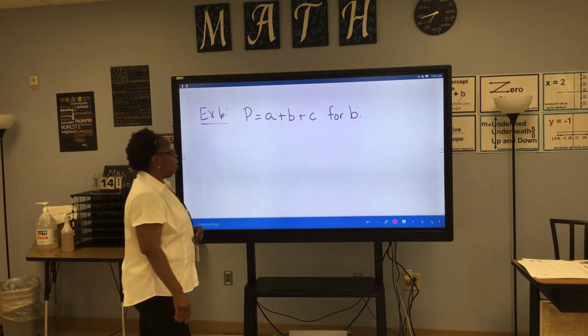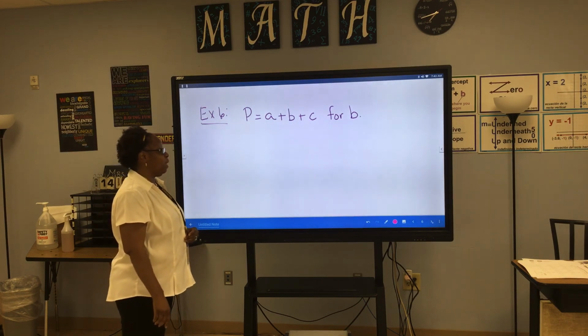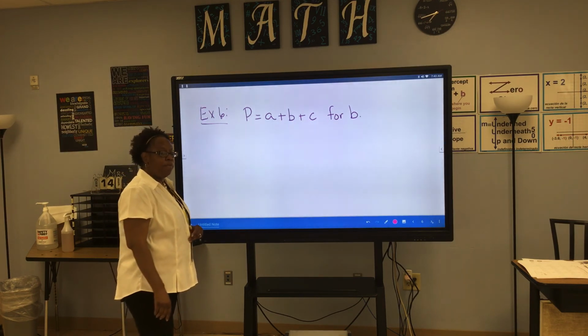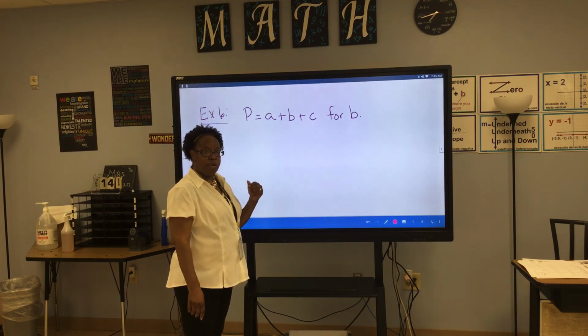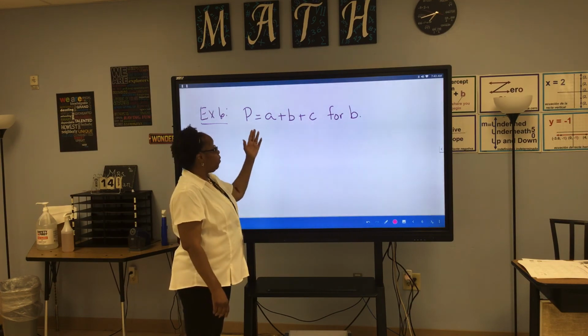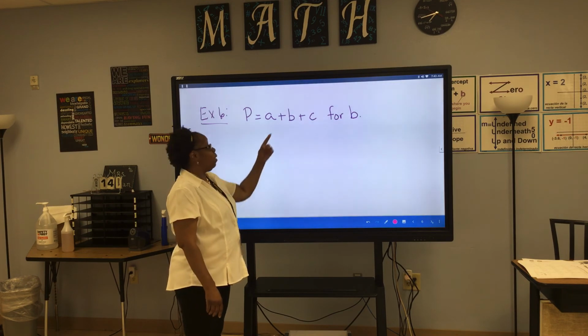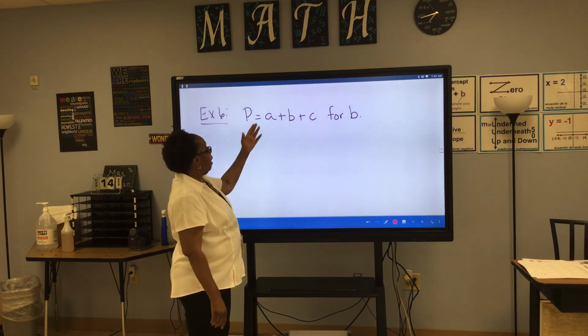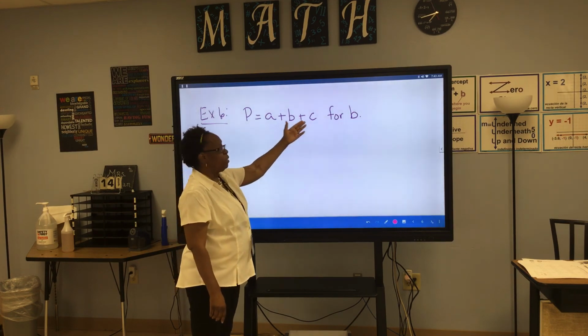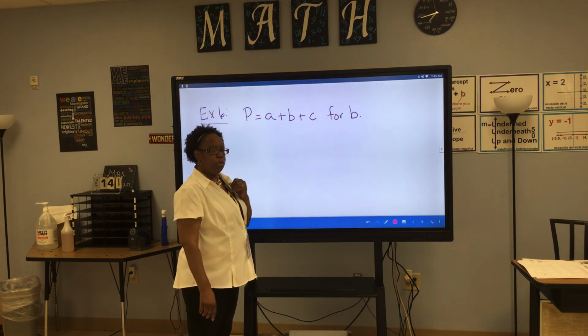Our last example. Okay, we have P equals A plus B plus C, and we want to solve for B. Now on this one, what you want to think about is if we find the perimeter of something, okay? So that's where you might see an equation like this. We want to solve for B, that means I want B by itself. So let's take a look at this. A is being added to B, and so is C. So to undo addition, what do we do?